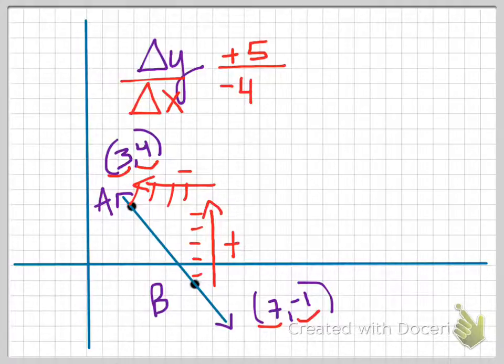Okay, my slope is a positive 5 over a negative 4. That's usually written as a negative 5/4. We put the negative on the outside of the fraction because a positive divided by a negative is negative. That's it. That's how you actually find slope, the change in y over the change in x.